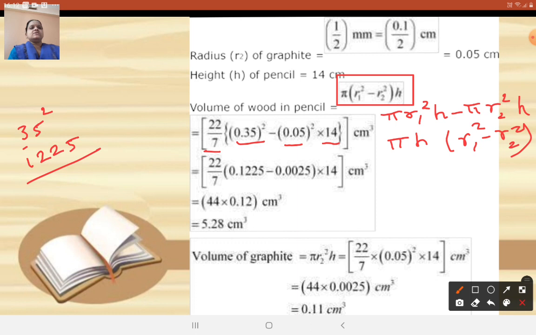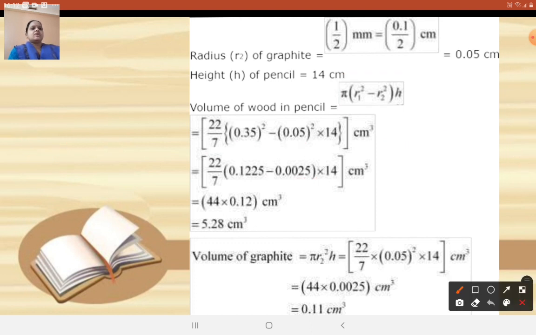But as here it is 0.35, give the decimal after 4 digits. So it will become 0.1225. Similarly, 5 square is 25, but here after the decimal point 2 digits for a square. So when you square it, it will become with 4 digits, into 14. So first we will do the subtraction. So what will be the subtraction value?